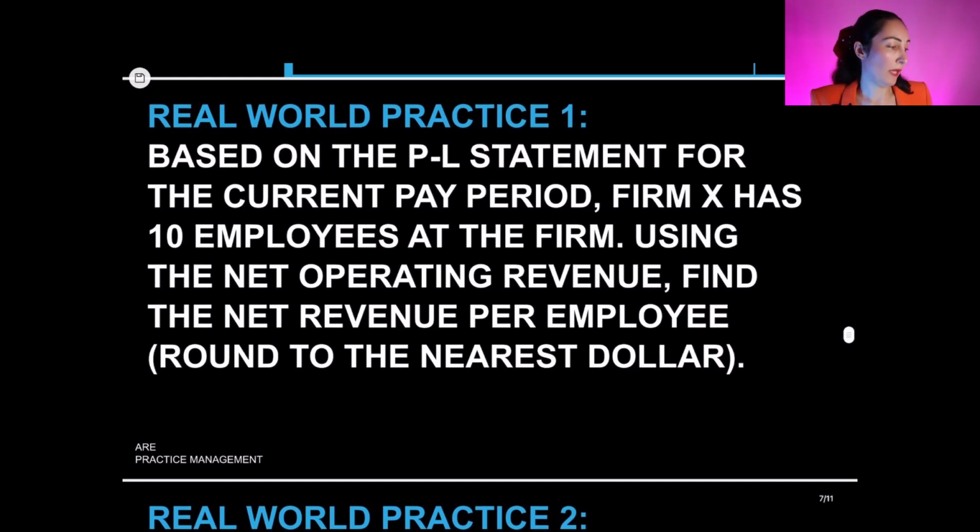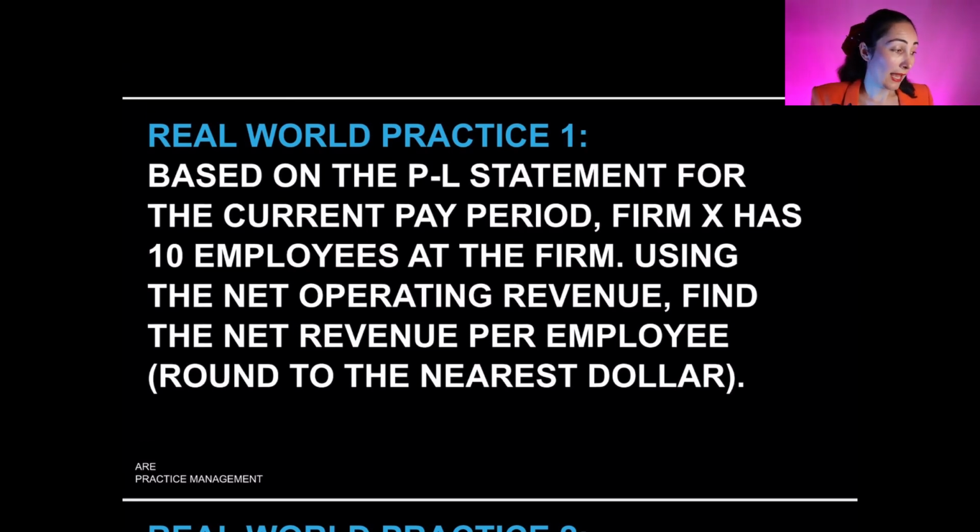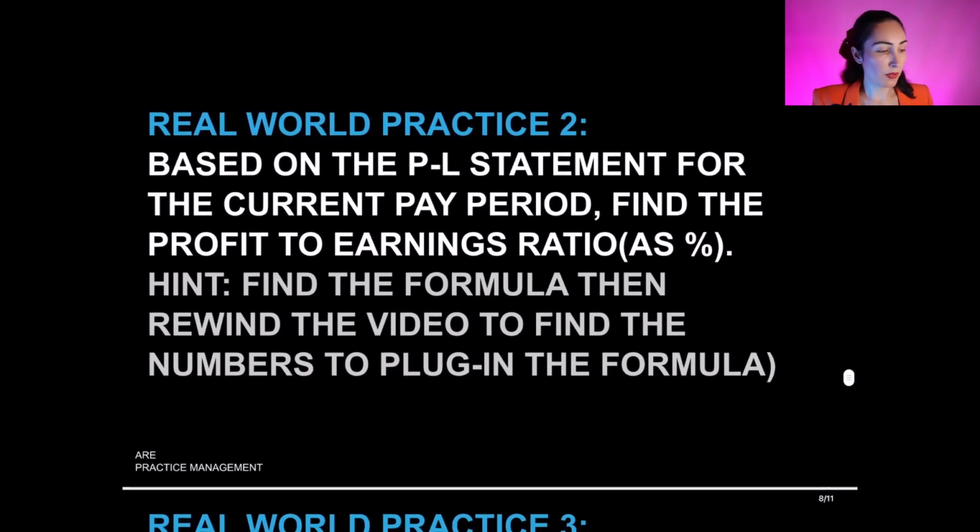Here are some real-world examples. The first example is, based on the profit and loss statement for the current pay period that we just went through, Firm X has 10 employees at the firm. Using the net operating revenue, find the net revenue per employee and round to the nearest dollar. The next example, based on the profit and loss statement for the current pay period, again, that we just went through, find the profit to earnings ratio expressed as a percent. Hint, hint. Find the formula, then rewind the video to find the numbers to plug in the formula.